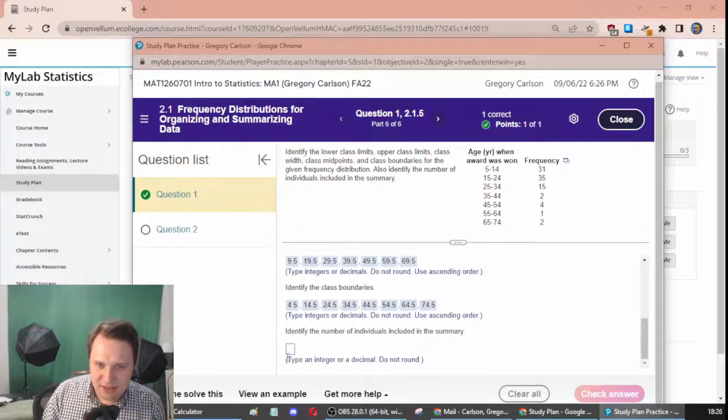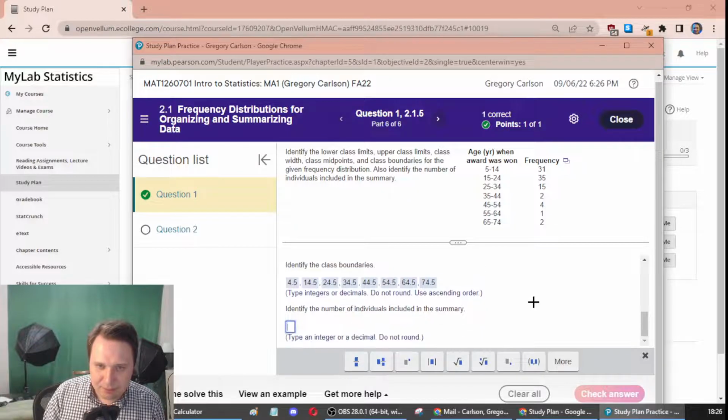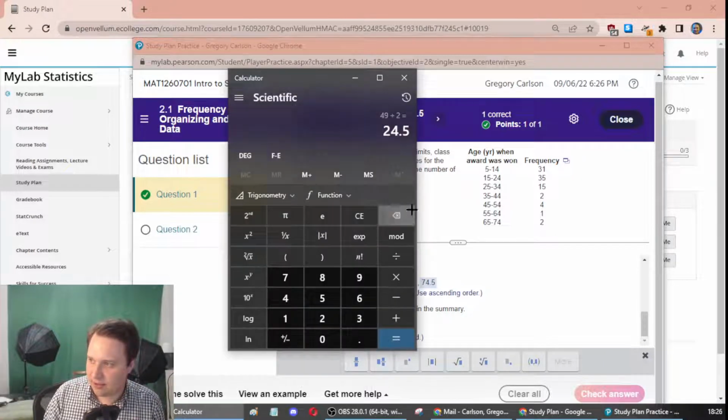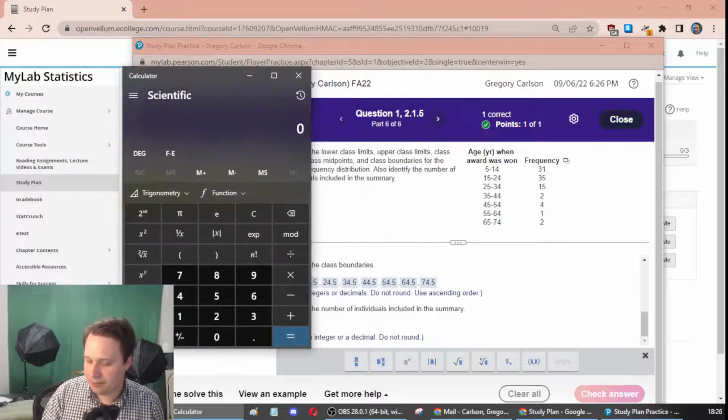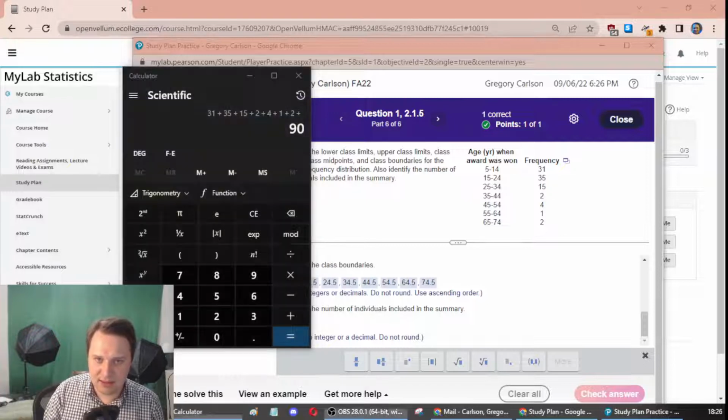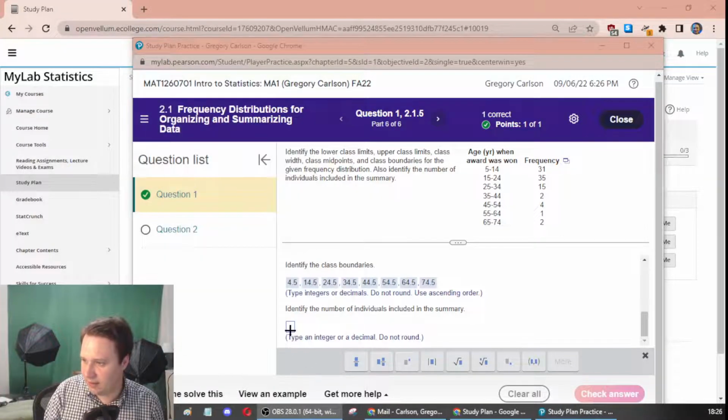Okay, identify the number of individuals in the summary. That's not too bad. To do that, we just add up all of our frequencies. So grab the calculator. 31 plus 35 plus 15 plus 2 plus 4 plus 1 plus 2 is 90. So I just added up all my numbers to get 90.